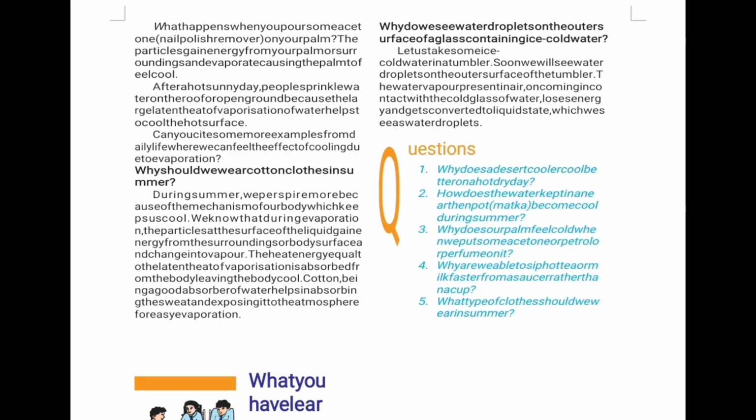Questions. 1. Why does a desert cooler cool better on a hot dry day? 2. How does the water kept in an earthen pot, matka, become cool during summer? 3. Why does our palm feel cold when we put some acetone or petrol or perfume on it? 4. Why are we able to sip hot tea or milk faster from a saucer rather than a cup? 5. What type of clothes should we wear in summer?